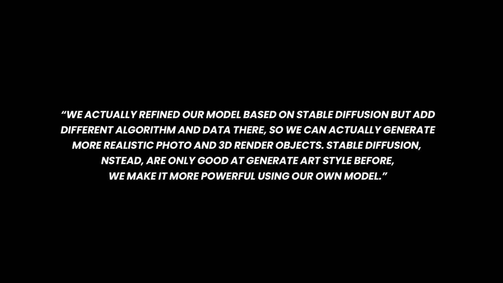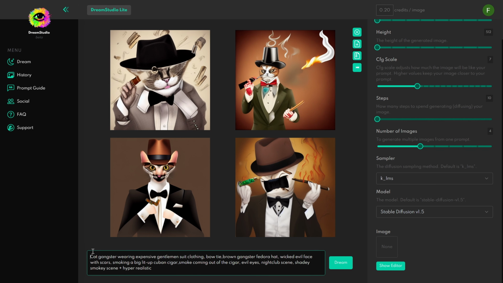So although they are based on it, as you can see here, this is what the developer mentioned to me. We actually refined our model based on Stable Diffusion, but added different algorithms and data there, so we can generate more realistic photos and 3D render objects. Stable Diffusion, this is by the way my mistake there, instead is only good at generating art styles before we made it more powerful using our own model. So based on my current experience with the two, this statement is very correct, and I was able to get exactly what the developer is claiming here. And this is, by the way, in Dream Studio using Stable Diffusion 1.5, as you can see at the bottom right.